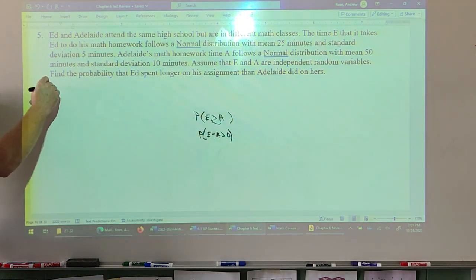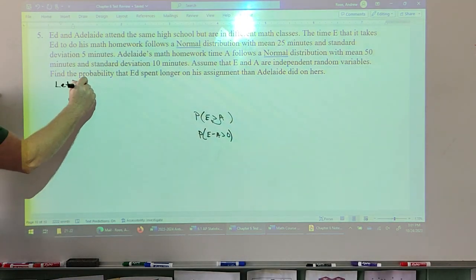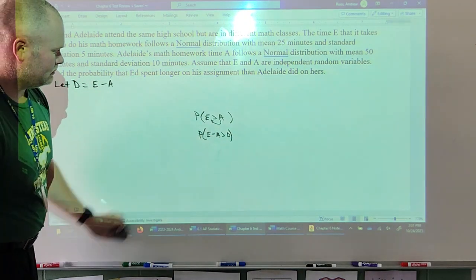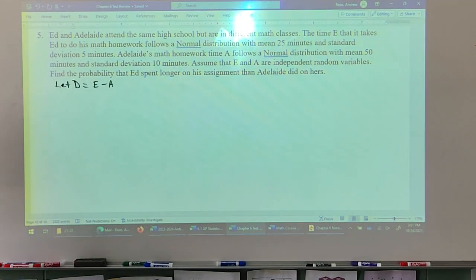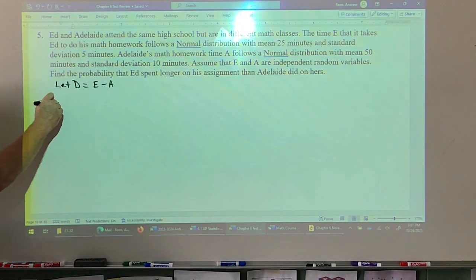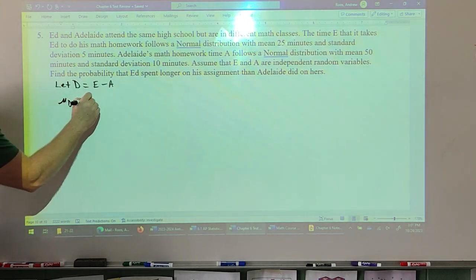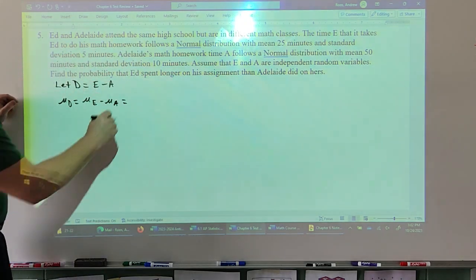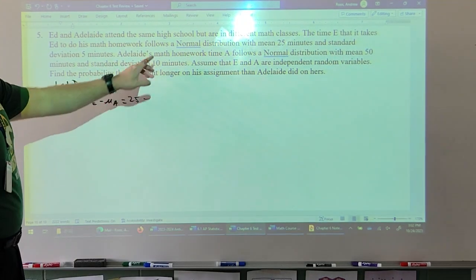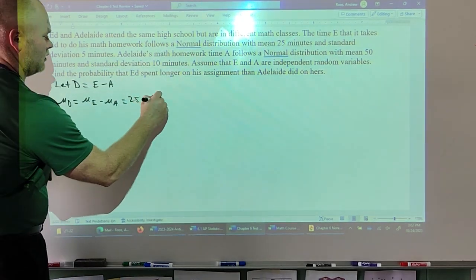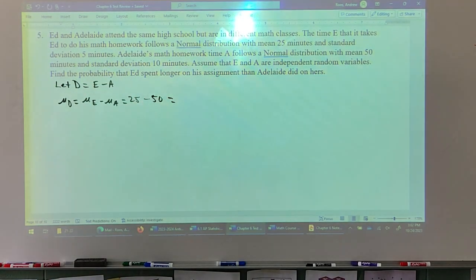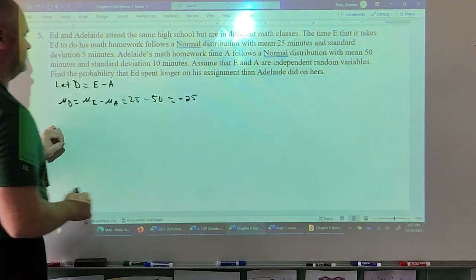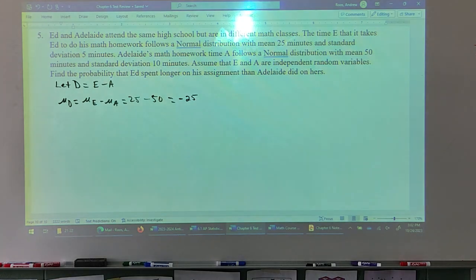So just for sake of this, I'm going to let D equal E minus A because that's what I'm going to end up having to use. Okay, so D is E minus A. So then the mean of D would be the mean of E minus the mean of A. So mean of E was Ed, so 25, minus the mean of A, which was 50. So we get a mean difference of negative 25.